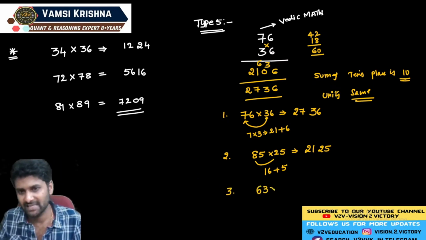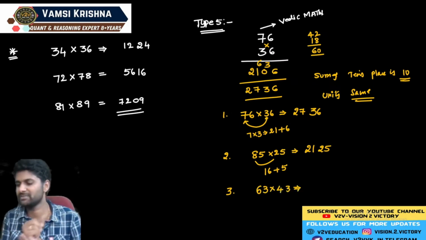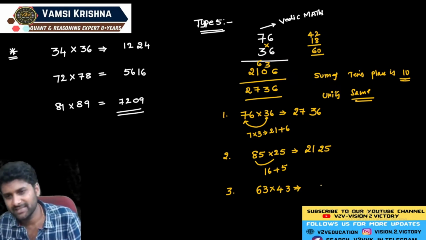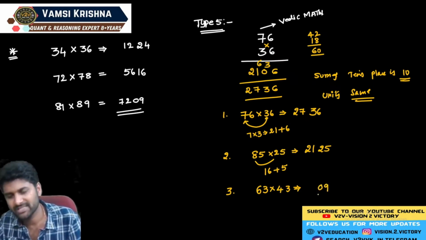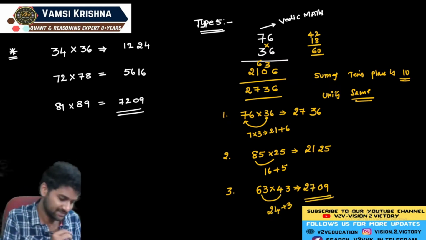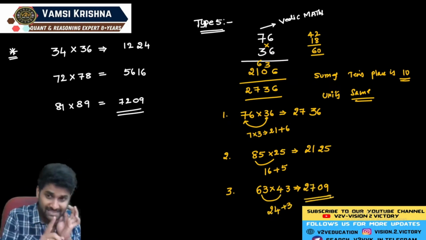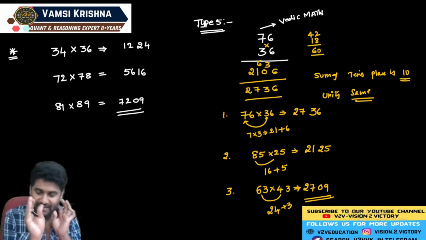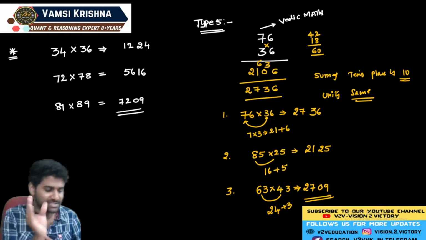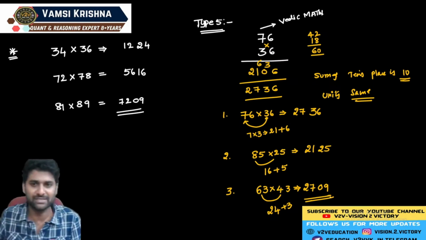If 63 is multiplied by 43, can anyone tell me what is the resultant of this question? Now see here, 3 threes are 9. Write down the two digits. It's a 09. 6 fours are 24 and plus 3. Now the answer, 2709, is the resultant. Nandini, always write two digits. Two digits means if it is 9, take 09. If you get 4, take it as 04. You have to take the values that way.